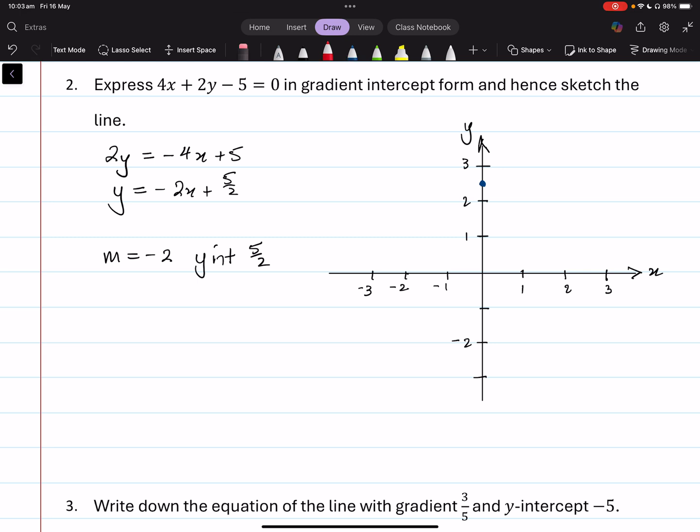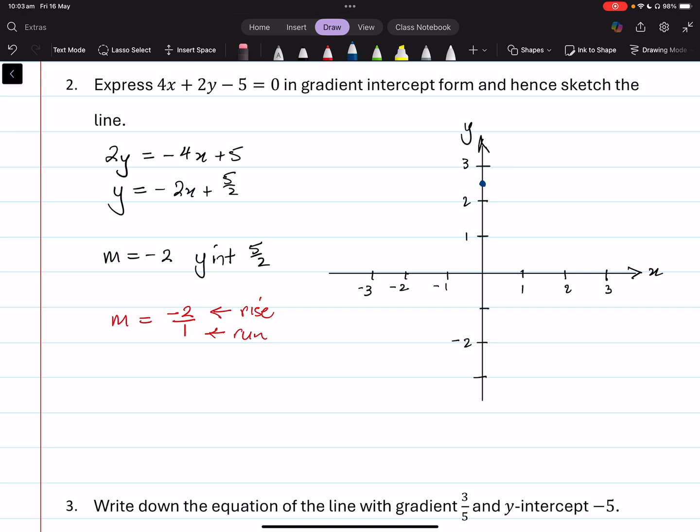Normally you wouldn't write this down, but I'm going to write it just so it's clear for you. Remember that the gradient, which is minus 2, is the same as minus 2 on 1. Minus 2 divided by 1 is minus 2. The gradient is the rise divided by the run. So what that's saying is every time you run across 1, your rise will be minus 2. In other words, it goes down 2. Every one across to the right, it goes down 2.